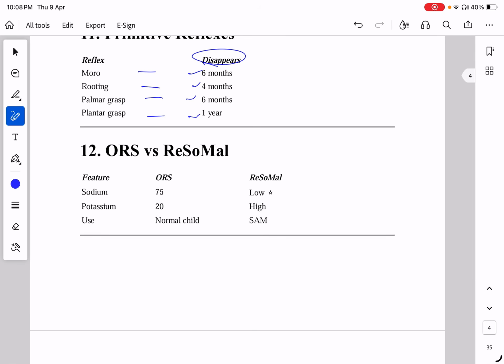ORS versus ReSoMal, we have already seen yesterday. ORS sodium is 75. Mainly the difference is that low sodium content is there. Potassium is 20.